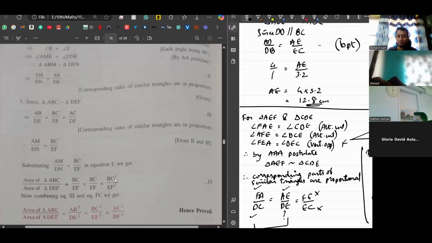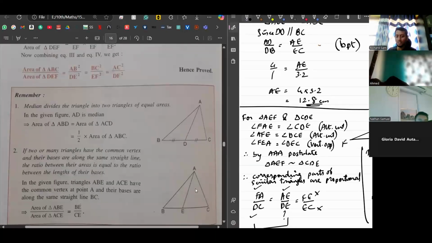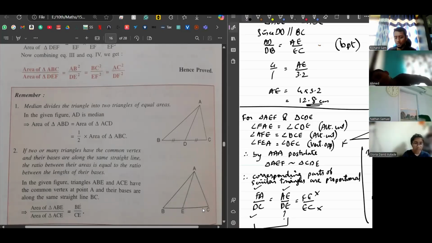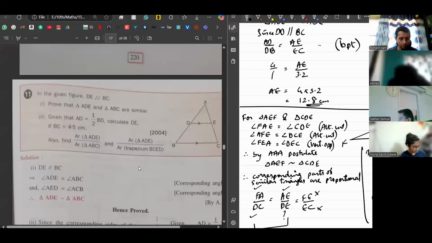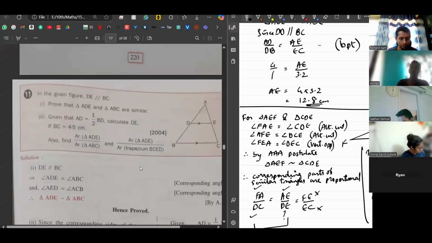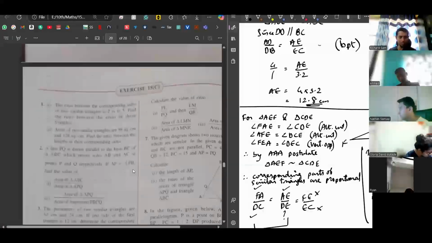So we saw two theorems. One is for two similar triangles, their areas are in the ratio like this, square of the sides. And this is if two triangles have the same base and the same vertex, then the ratio of their bases will be equal to the ratio of their areas. Okay, let's do a sum from this. Exercise 15C.